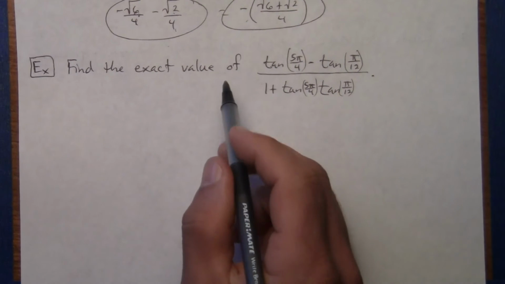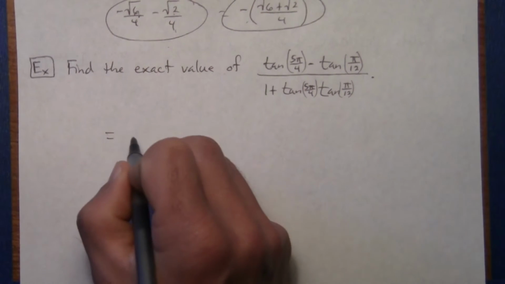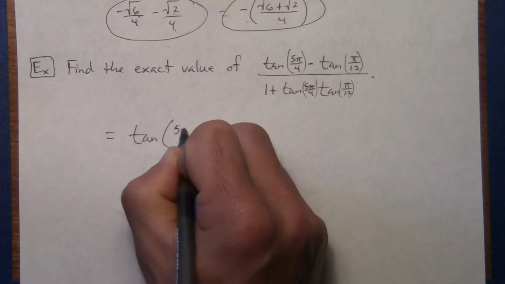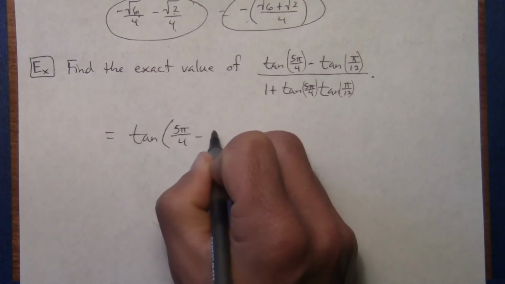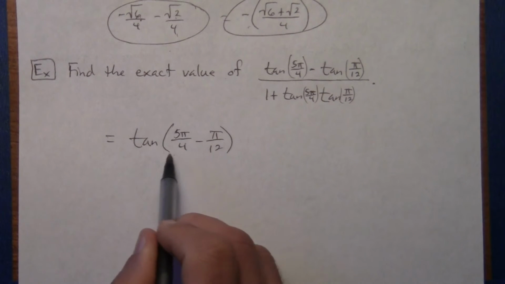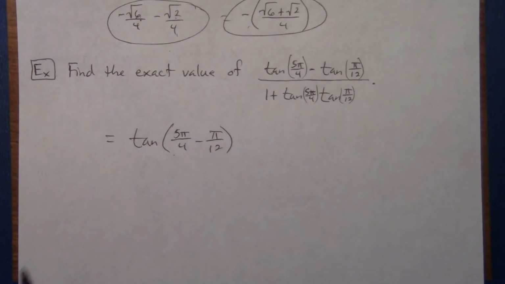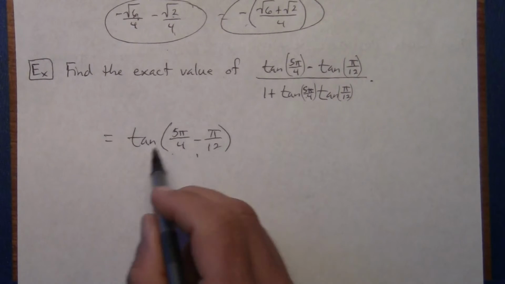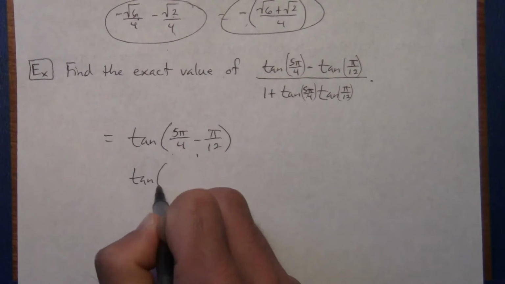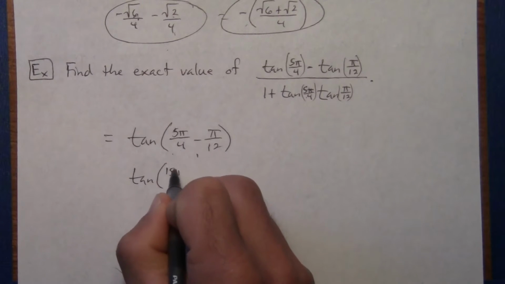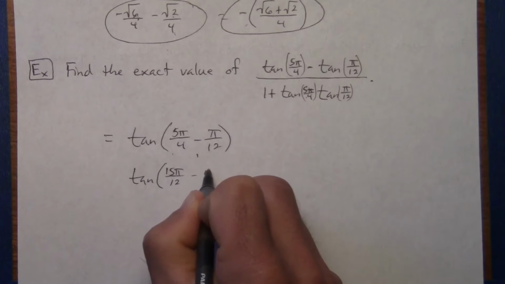So this, if I changed it into the identity, would be tangent of 5 pi over 4 minus pi over 12. If I looked up the identity and I expanded it out, it would give me that. So now I've switched it to this. I can go ahead and add or subtract those two together by getting myself a common denominator. So multiply by 3 over 3 gives me 15 pi over 12 minus pi over 12.